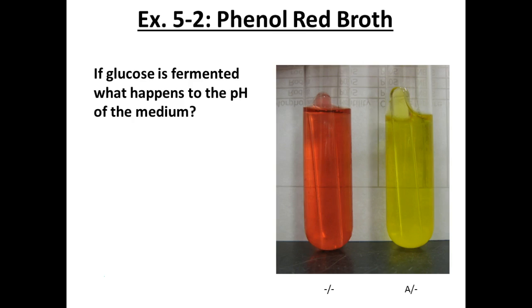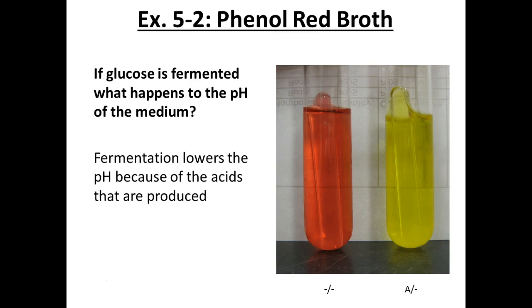If glucose is fermented, what happened to the pH? So if glucose is fermented, we produce what? Acid, which does what to the pH? Lowers it. So again, it's going to turn what color? Yellow. In this case, in this picture, notice no gas was produced. So we code that A minus, right, for negative for gas production.